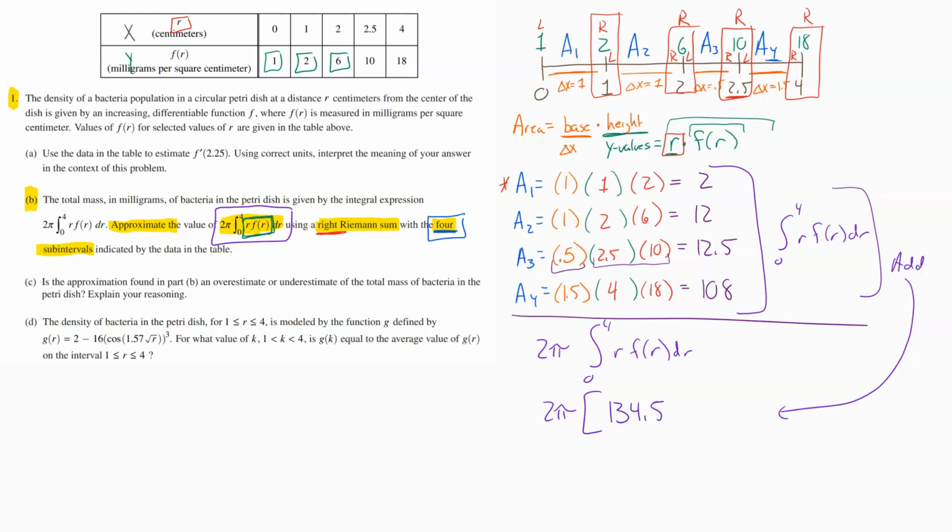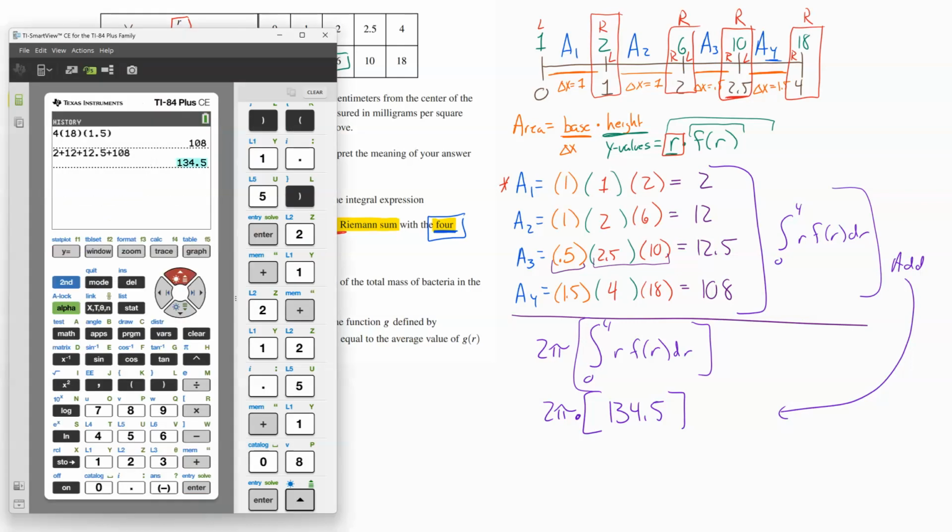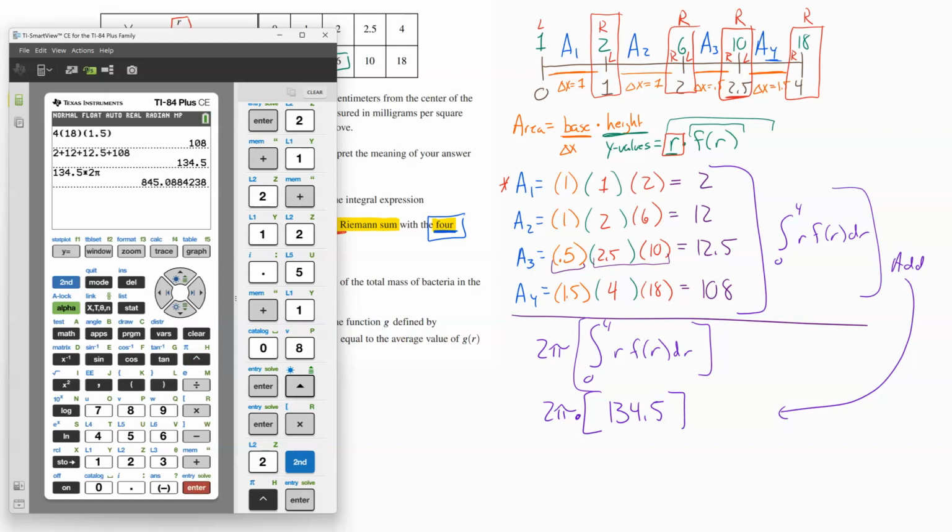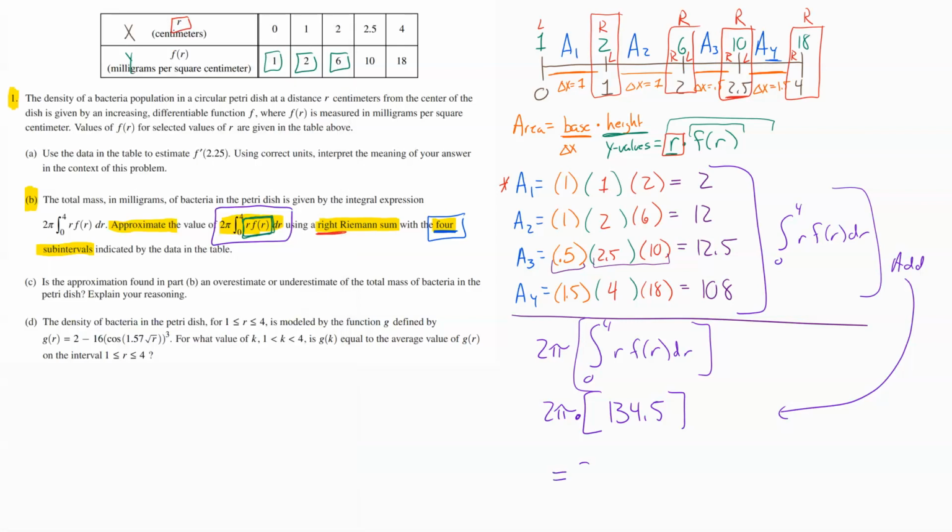That was our approximation of the integral portion of this. But remember, we still need to multiply it by 2 pi, so we're just going to take that answer, multiply it by 2 pi, and then out of there we're going to get 845.088. They usually want you to round things on your final answer to 3 decimals on an AP Calc test. So that is our final answer for our approximation of what this integral is.